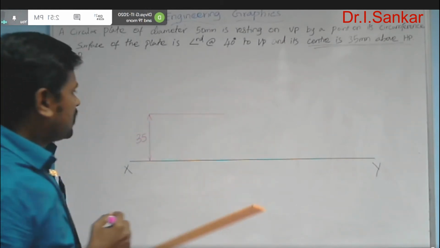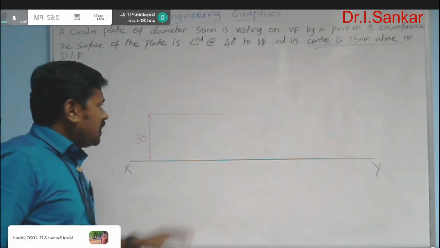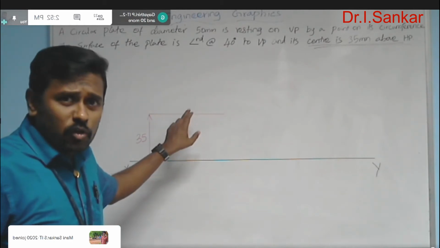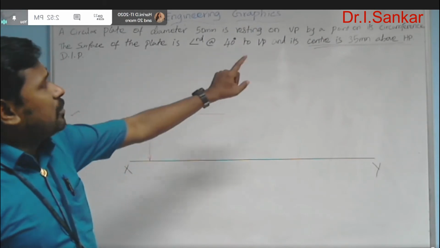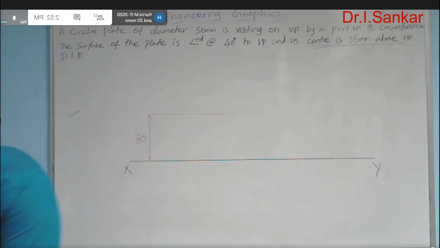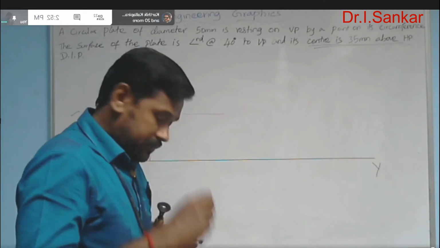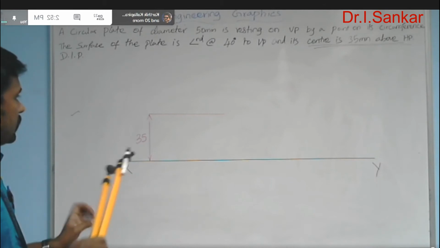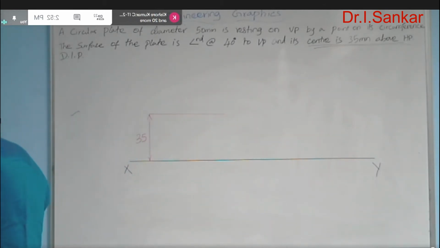So I am just measuring 35 mm above the XY line, and from that I need to locate the center of the circle, and I have to draw a circle of diameter 50 mm. For that I can use my compass. Before that I have to measure 25 mm radius in that.